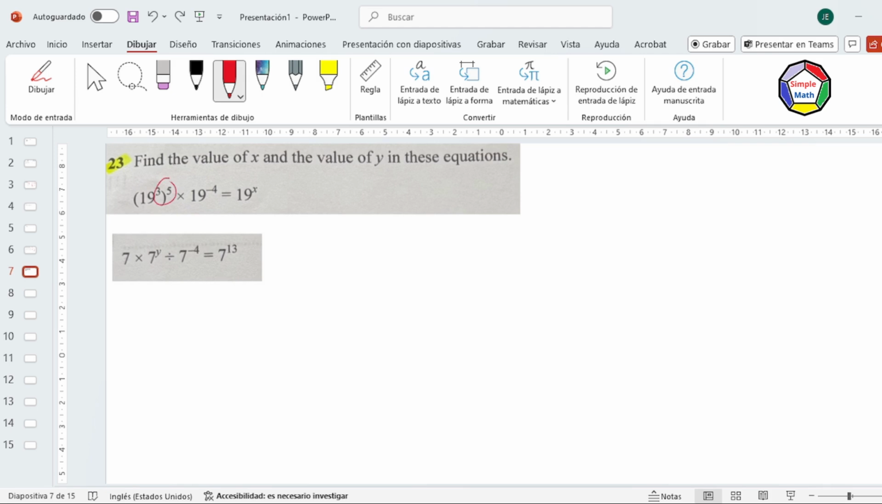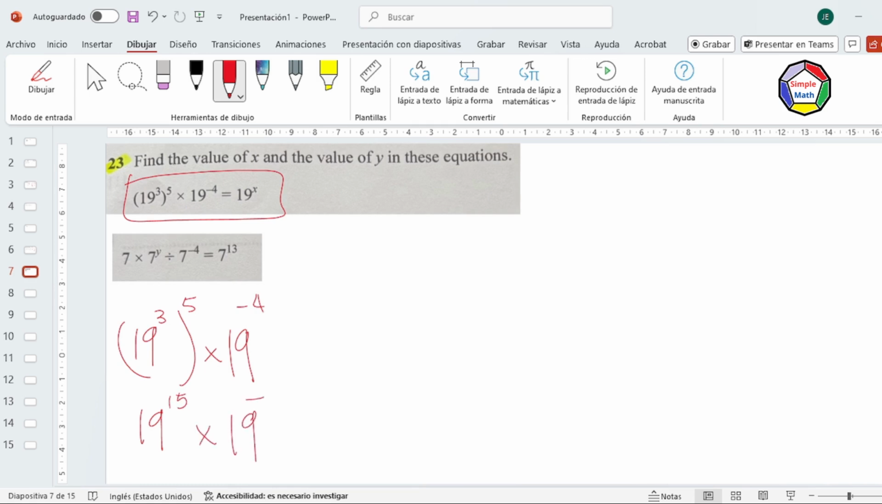So if you see here, yes, we have an exponent and another exponent. So we have 19 to the power of 3 and then to the power of 5. So what we have to do is multiply those exponents. So actually here, what we have, I'm going to solve it here, we have 19 to the power of 3 to the power of 5 times 19 to the power of negative 4. So here we have 19, we multiply the exponents, yes, so we have 19 to the power of 15 times 19 to the power of negative 4.